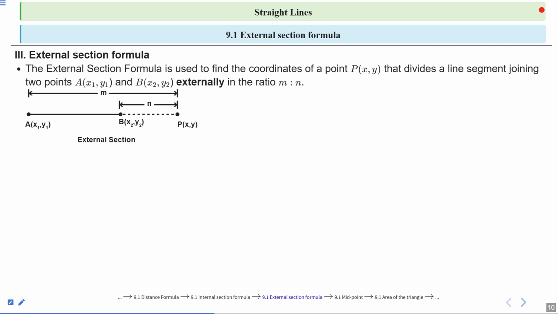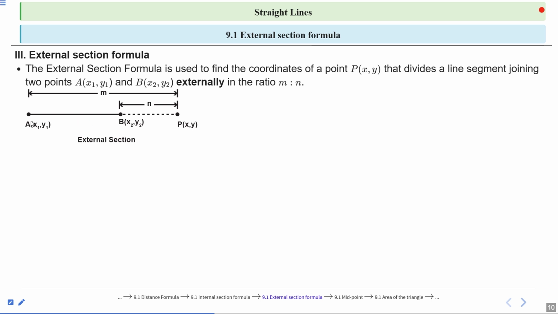The external section formula is used to find the coordinates of a point P(x, y) that divides a line segment joining 2 points A(x1, y1) and B(x2, y2) externally in the ratio m is to n. Okay, so see this figure. Here in this figure you can see the line segment joining A(x1, y1) and B(x2, y2). Here the point P(x, y) divides the line segment AB externally in the ratio m is to n.